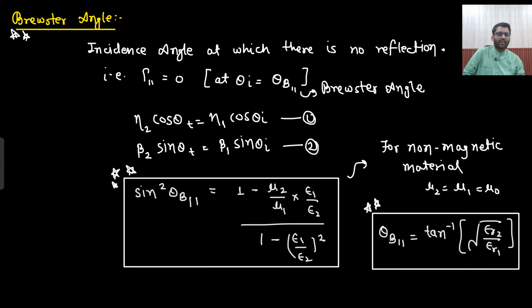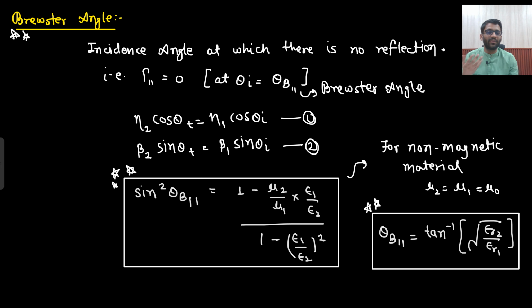Okay, then we saw the Brewster angle. For the Brewster angle, first mu will come, so 1 minus mu 2 by mu 1 into epsilon 2 by epsilon 1, divided by 1 minus (epsilon 2 by epsilon 1) whole square. A very important point to note. What is the very important point? The most important point is this sine square theta b parallel, because people will be forgetting this sine square theta b parallel. They will just remember 1 minus mu 2 by mu 1.